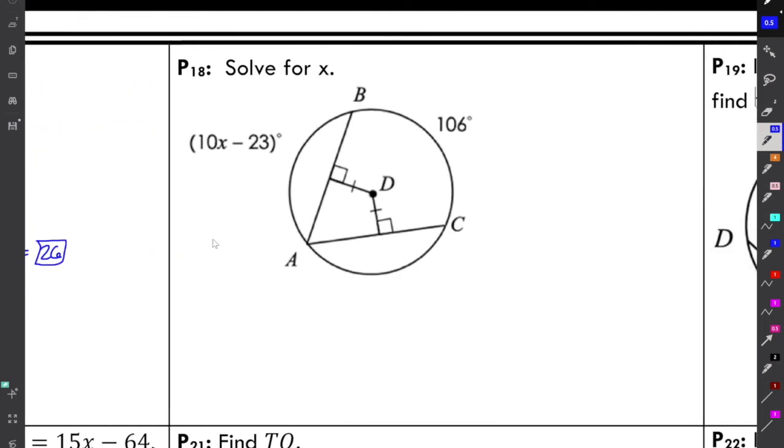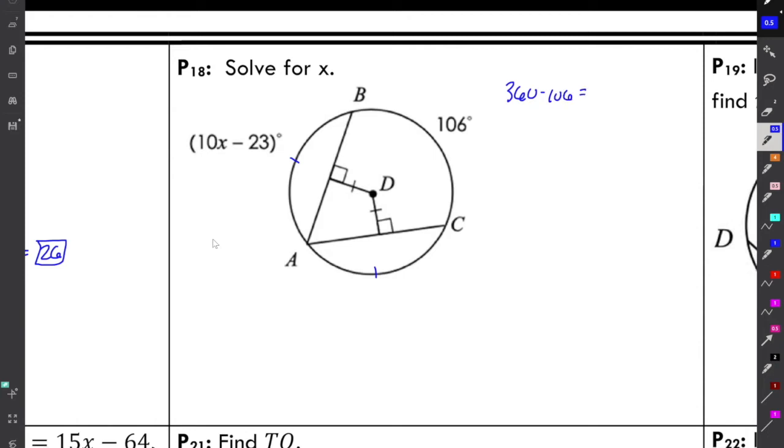18. Solve for x. We have an expression for the measure of arc AB, and we know arc BC is 106. What I'm going to do is try to find arc AC. We know they are congruent because those chords are equidistant from each other. So I'm going to do 360 minus 106.